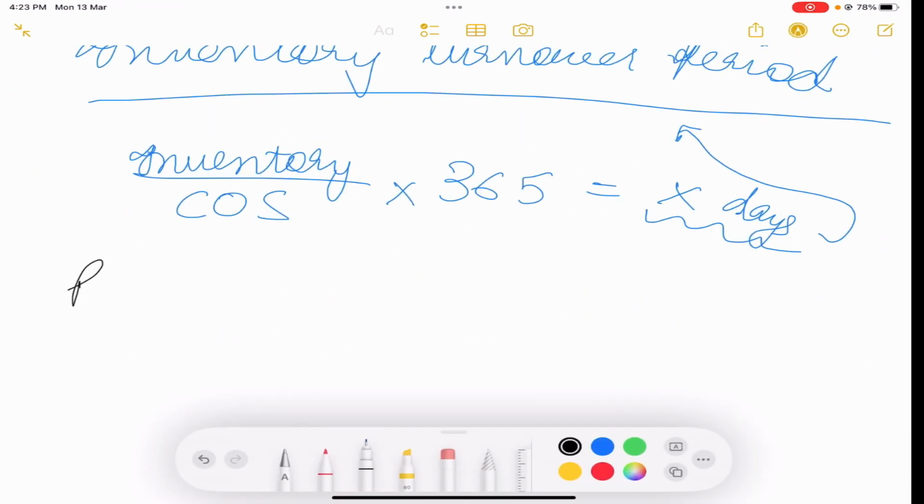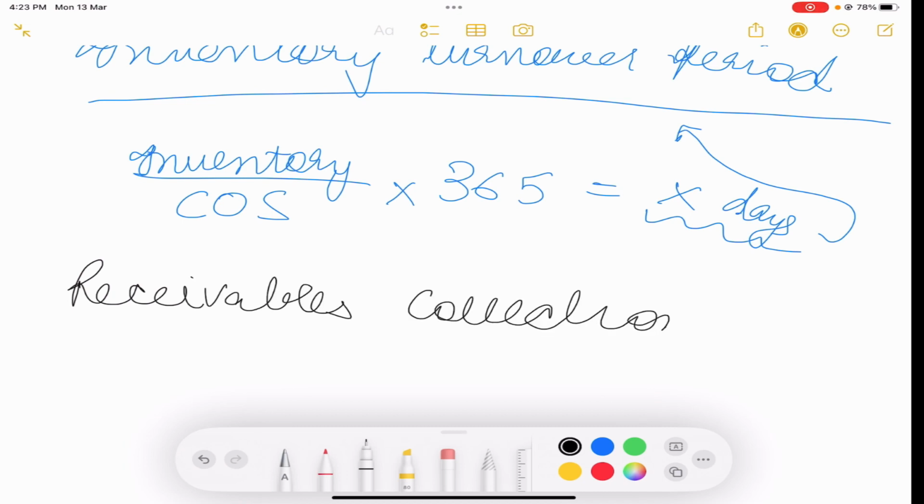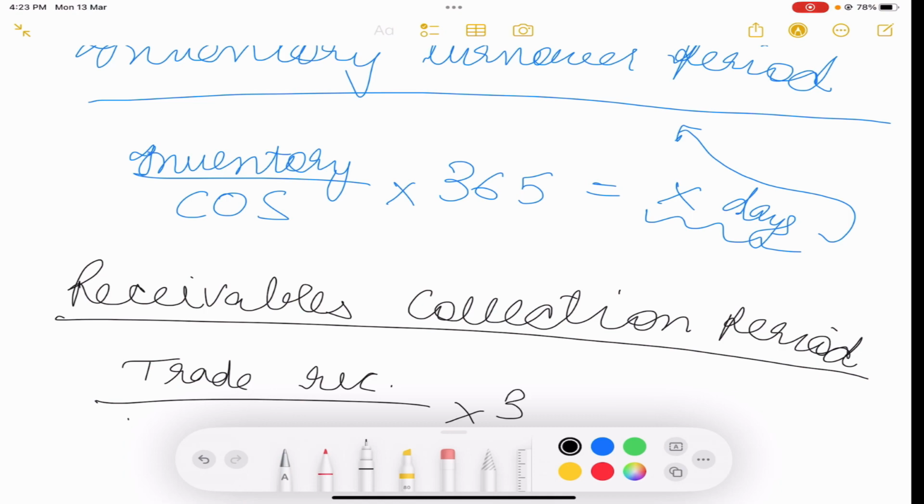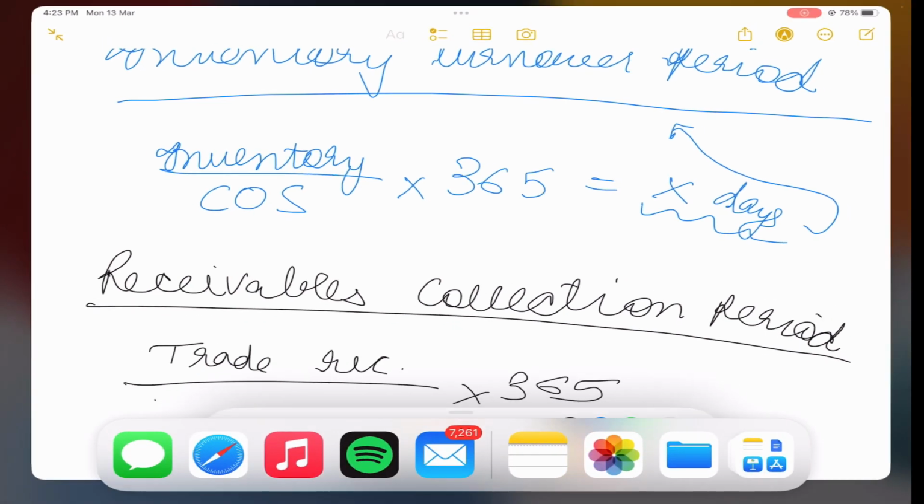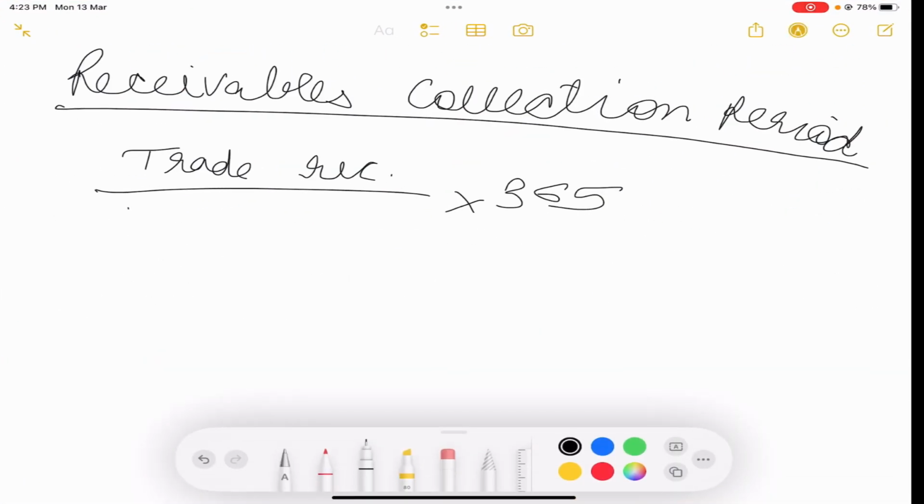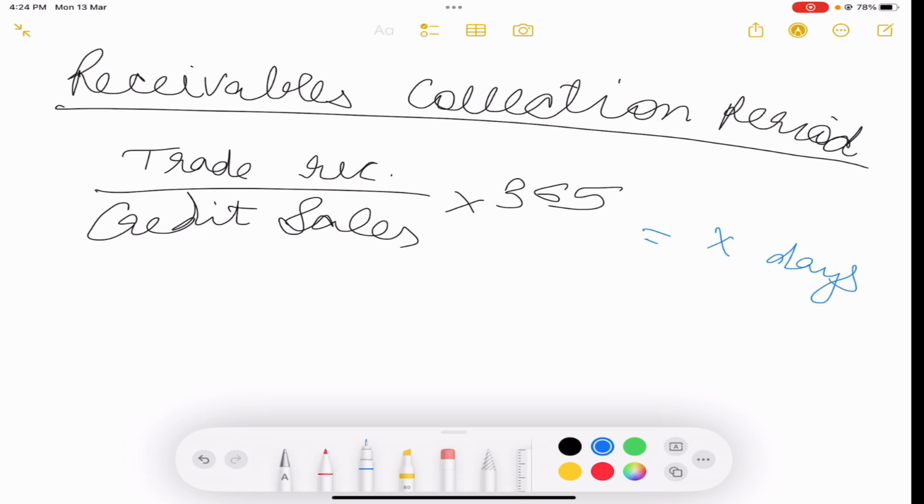Sorry about that. Yeah. So we have the receivables collection period. What is the formula of this? We saw it's receivables. When I say receivables, I mean trade receivables upon. Did you get the answer? Trade receivables upon what? Credit sales? Obviously. When do you get receivables? When you have sold something, right? Upon total credit sales multiplied by 365 would give you a particular amount of days.